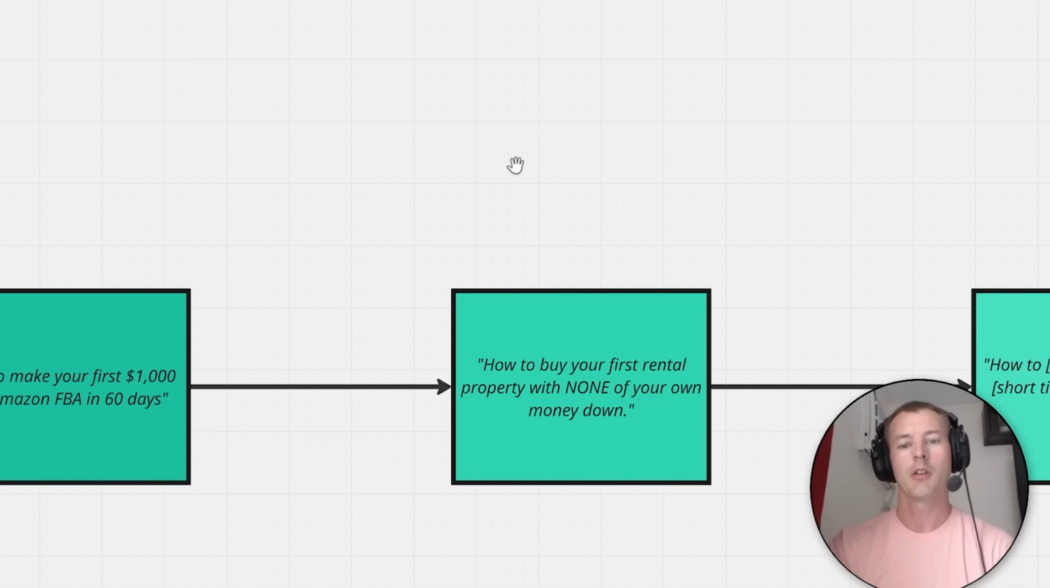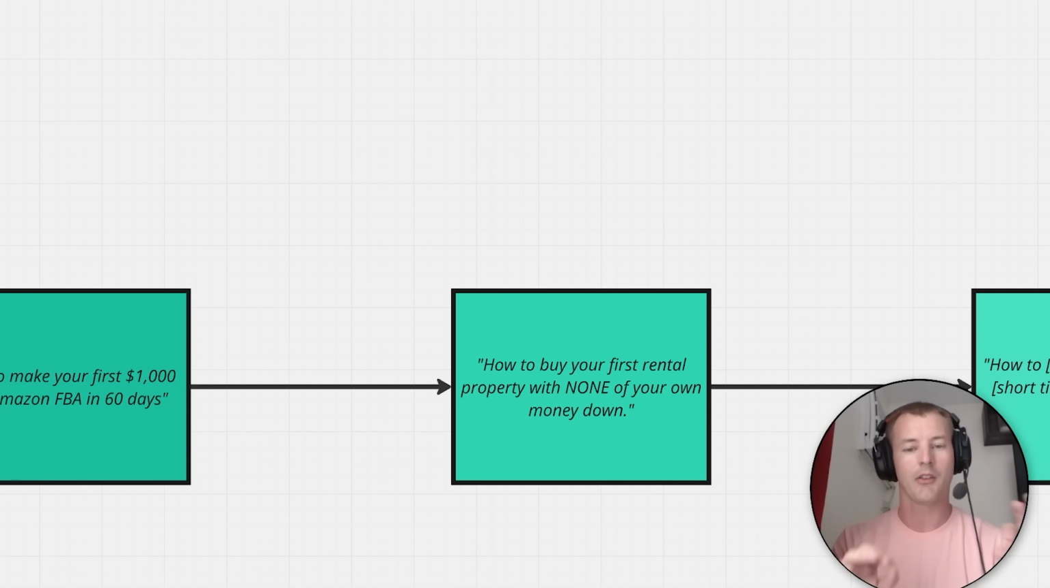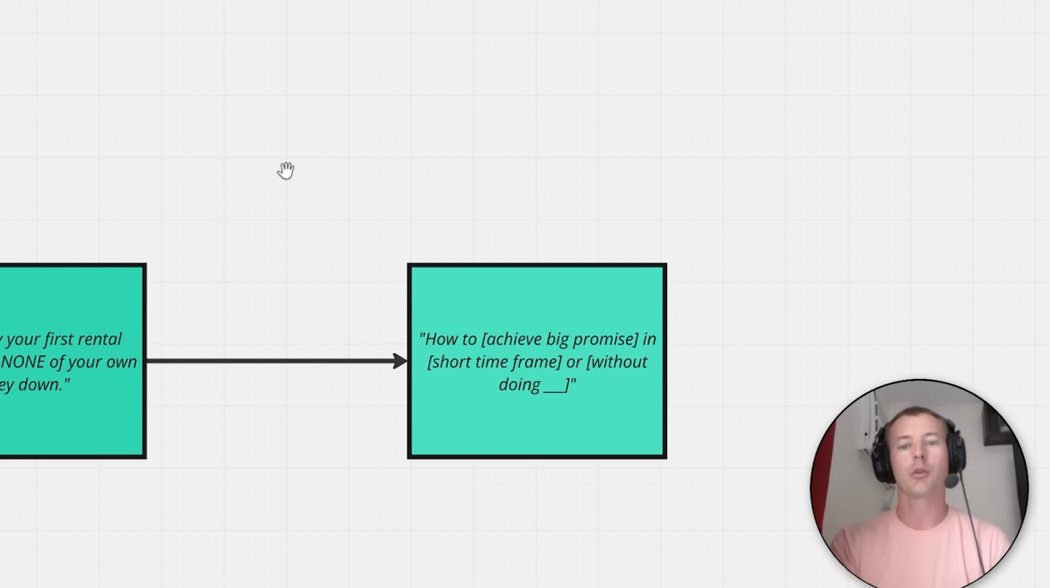Here's another example. This is one that I've used previously with some real estate clients that I work with. How to buy your first rental property with none of your own money down. Again, same as the last headline, it's very effective because you're making this big promise, and instead of a time frame, you're saying you don't need any money down on this property. So the format is basically this: how to achieve big promise in short time frame, or how to achieve big promise without doing blank. You can just use that basic structure.